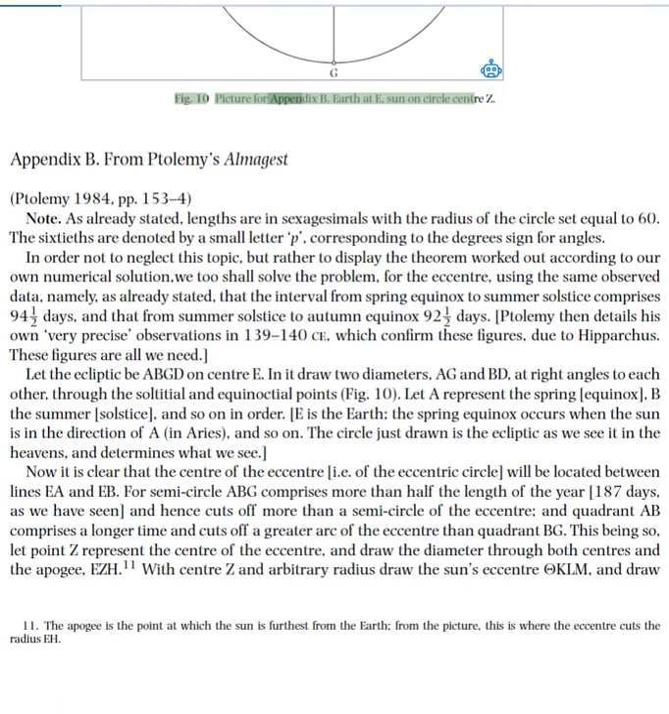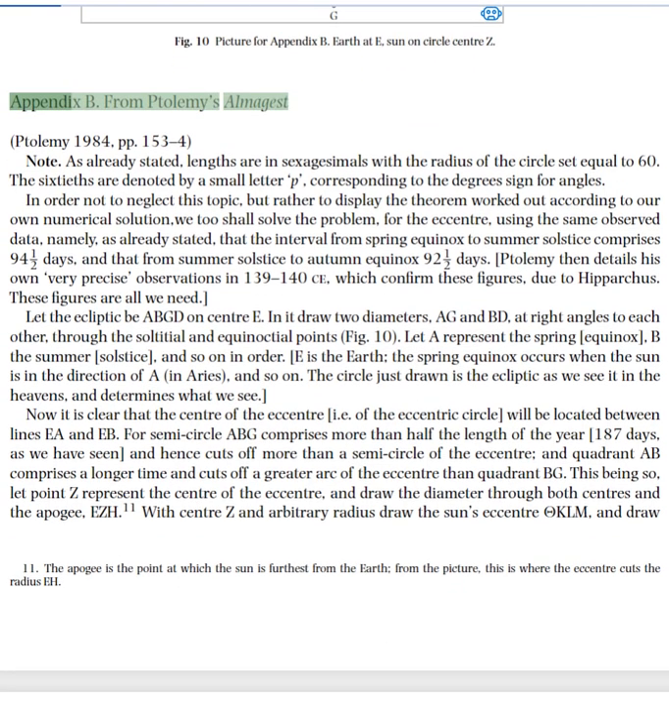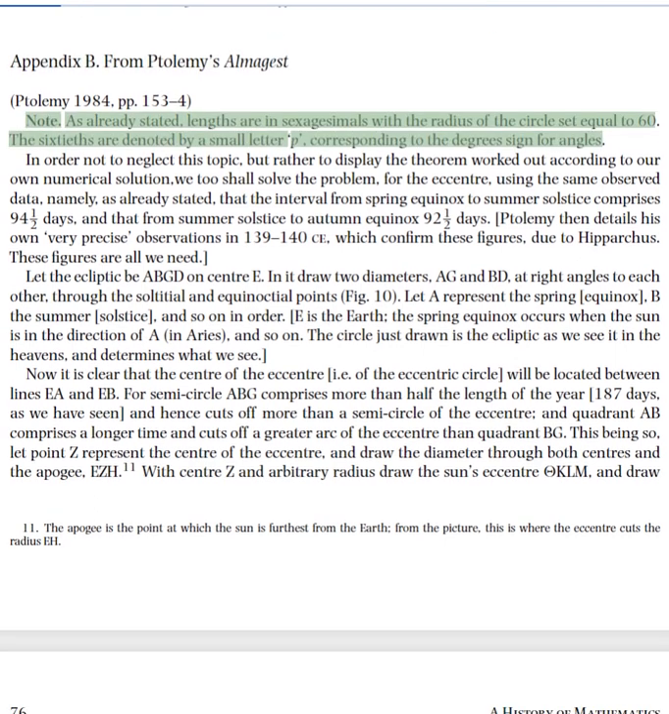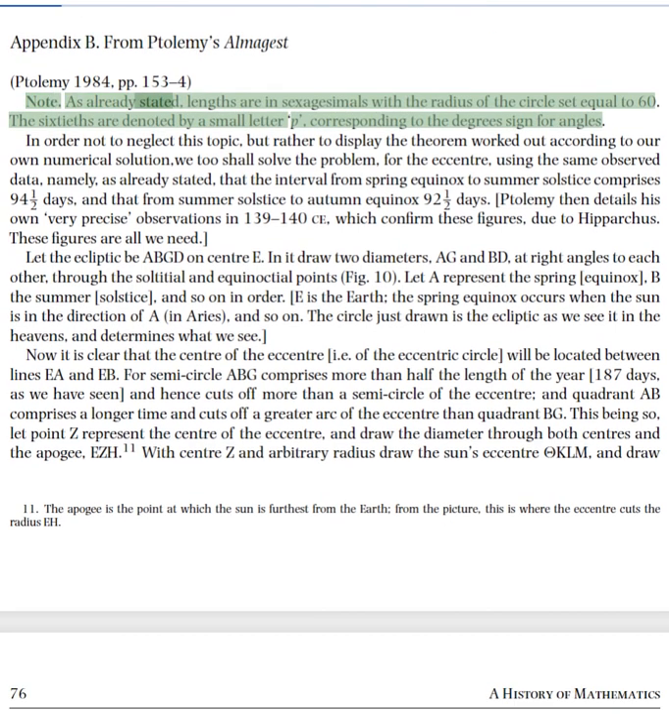Figure 10: picture for Appendix B, Earth at E, Sun on circle center Z. Appendix B. From Ptolemy's Almagest. Note: as already stated, lengths are in sexagesimals with the radius of the circle set equal to 60. The 60ths are denoted by a small letter, corresponding to the degrees sign for angles.